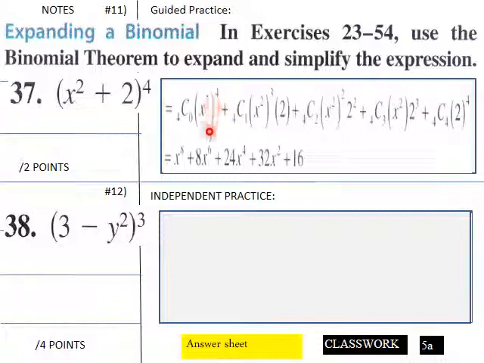And then when you expand this out, you have x to the 8th, 8x to the 6th, and then this would be c4. This would be 6. 4 times 6 would be, wait a minute, 4 times 6, yeah, this would be 24, x to the 4th. And then this here will be 8 times 4, 32x squared. And then this would be 16. This would be 1 times 2 to the 4th, which is 16.